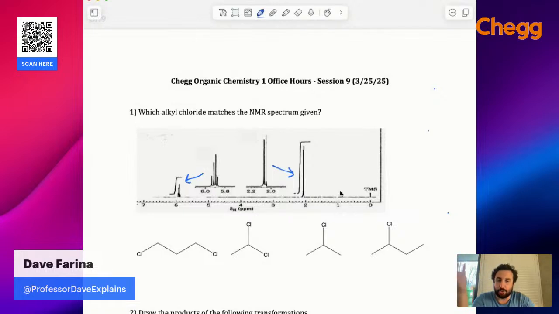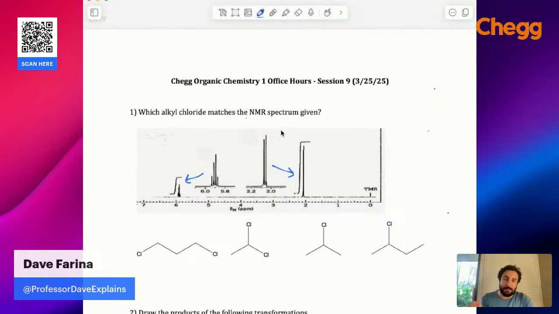So electronegative groups like halogens and oxygen atoms are de-shielding. They withdraw electron density towards themselves, away from the nuclei of those hydrogen atoms, of those protons. And that is a de-shielding effect, which causes that resonance to show up further downfield. So the closer the protons are to the electronegative element, the farther to the left they're going to show up on the spectrum.